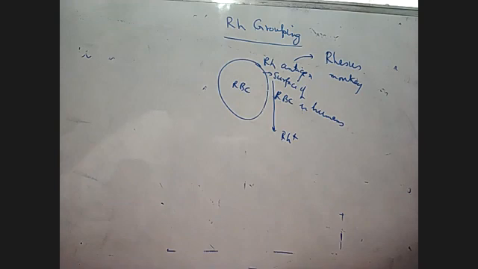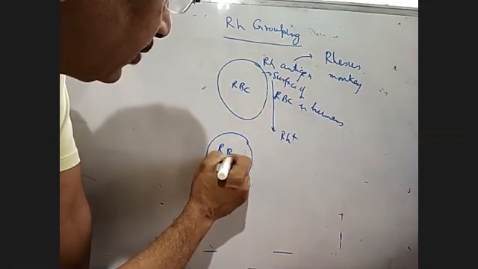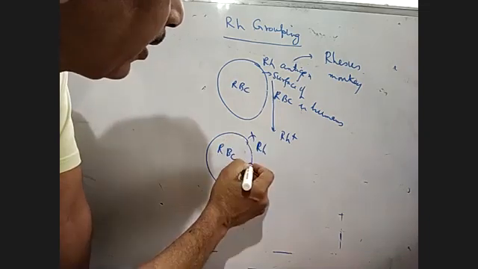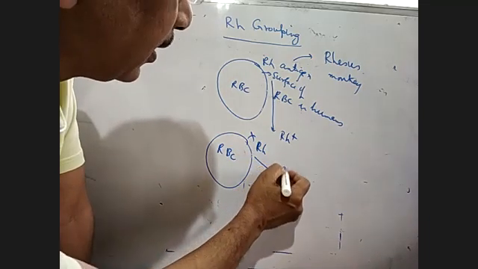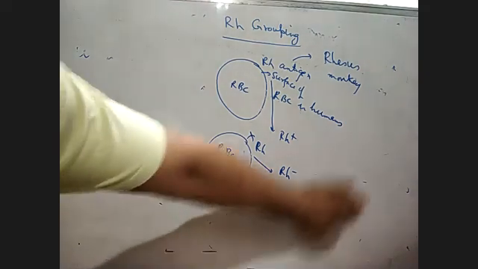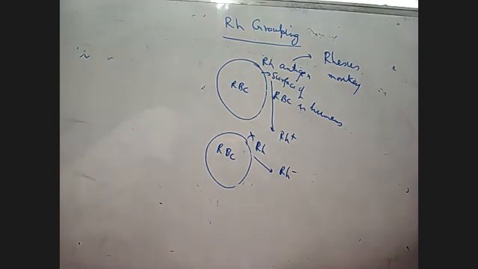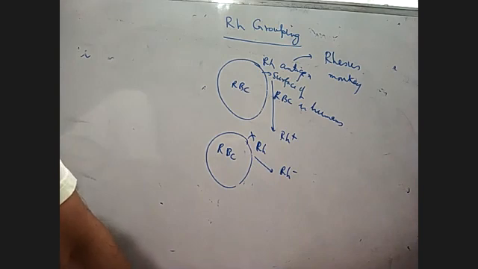And if the RH antigen is not found on the surface of the RBC of a human, then they are called RH negative. If RH is absent on the surface of the RBC, then they are called RH negative. So RH positive and RH negative. This is the condition.